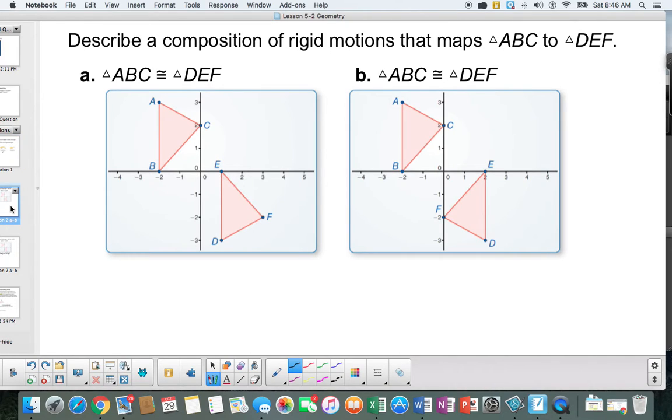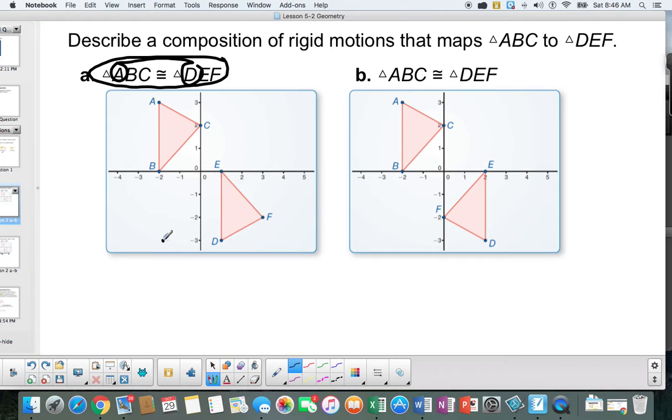Let's describe a composition of rigid motions that map triangle ABC to triangle DEF. So if we can describe this rigid motion, we know that these triangles are congruent, and that comes from the definition: congruent triangles if and only if there is a sequence of rigid motions. It looks like I'm going to need to match A with D, and in order to do that I think I'm going to have to reflect over the x-axis.